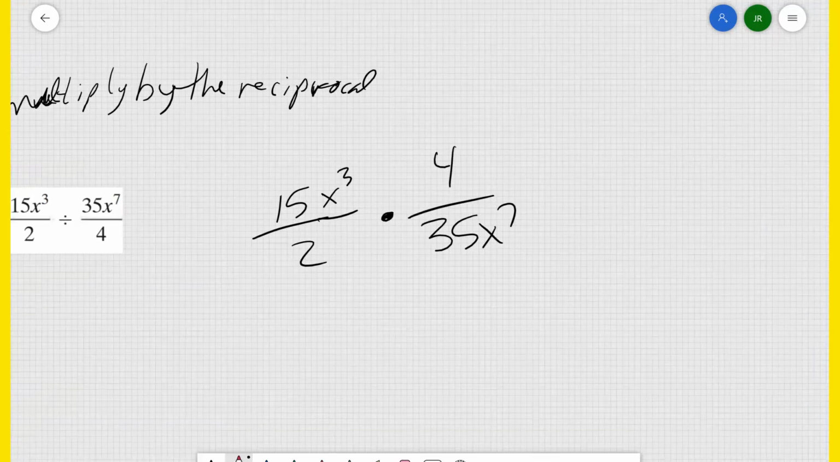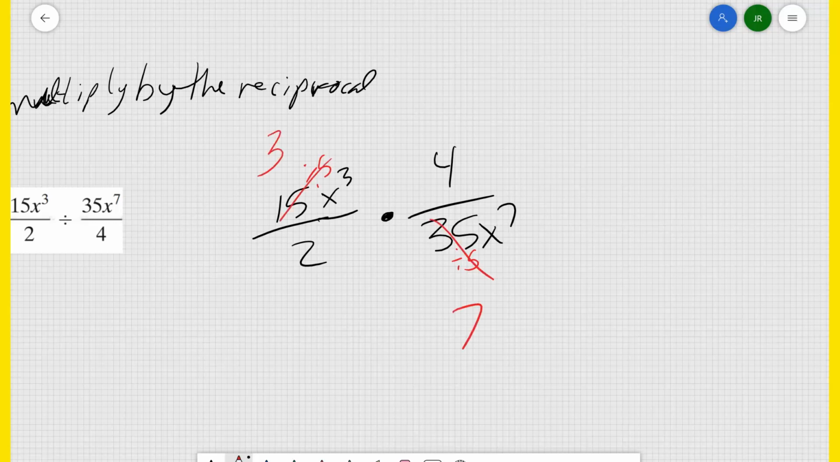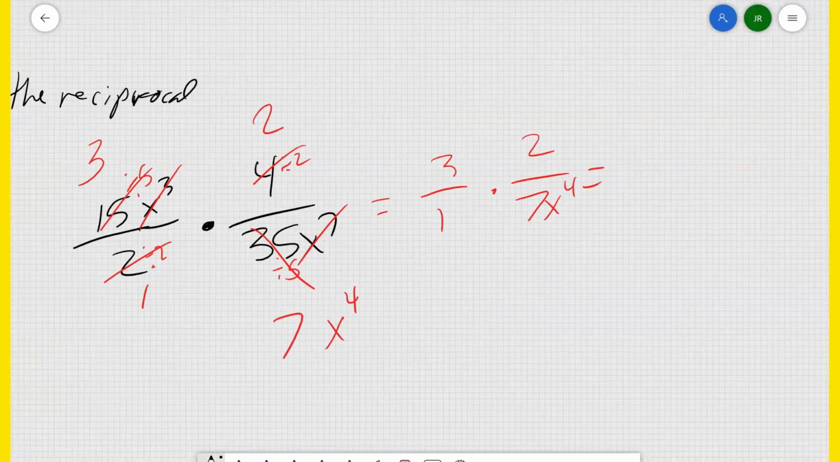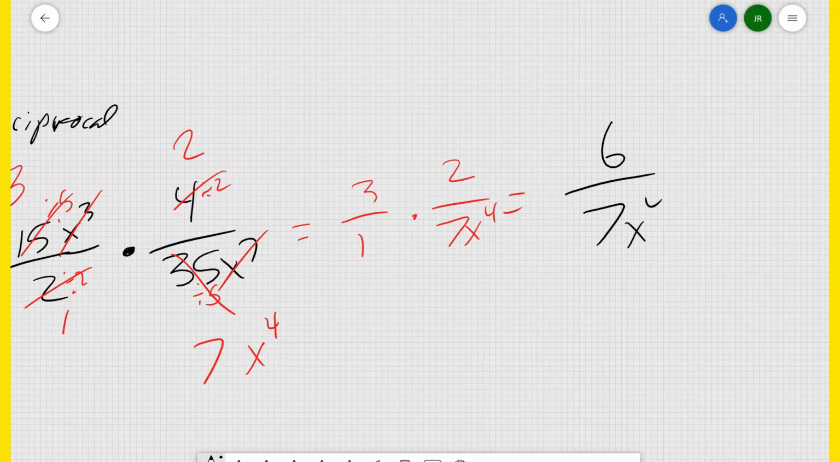So I would say the 15 and the 35 can reduce each other by dividing both of them by 5. So that the 15 becomes a 3, the 35 becomes a 7. The 2 and the 4 can reduce each other by dividing both of them by 2. So the 2 becomes a 1, the 4 becomes a 2. And the x cubed and the x to the 7th can reduce each other by subtracting their exponents, so that the x cubed cancels out completely and the x to the 7th becomes an x to the 4th. Now it's going to be 3 over 1 times 2 over 7x to the 4th, and that's going to equal 6 over 7x to the 4th, and that is the answer.